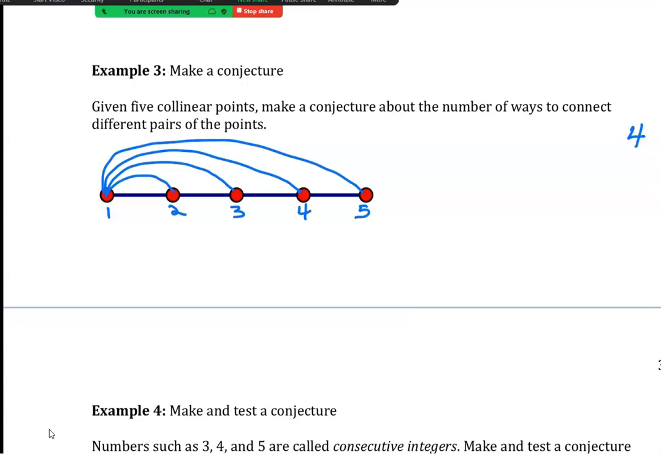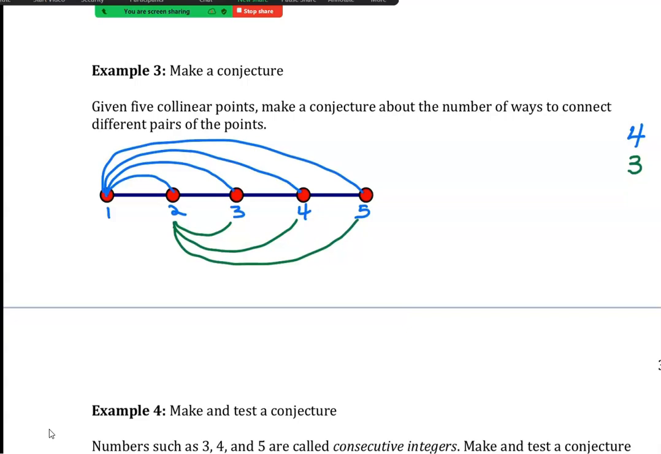Okay, how else can I? So pretty much 1's connected to everything, right? Let's go with 2. 2's already connected to 1. So how about 2 with 3? Go back to 2. 2 with 4. Go back to 2. 2 with 5. Okay, that's another 3 ways. So now 1 and 2 are connected to everything.